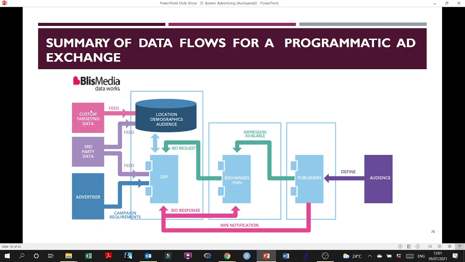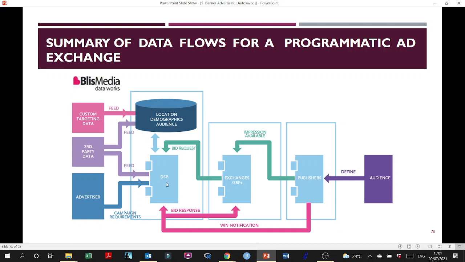And then you also have custom targeting data working directly with these data owners. As I told you, for example, Experian is here and Bliss is here in our example. You can work with Experian also directly.